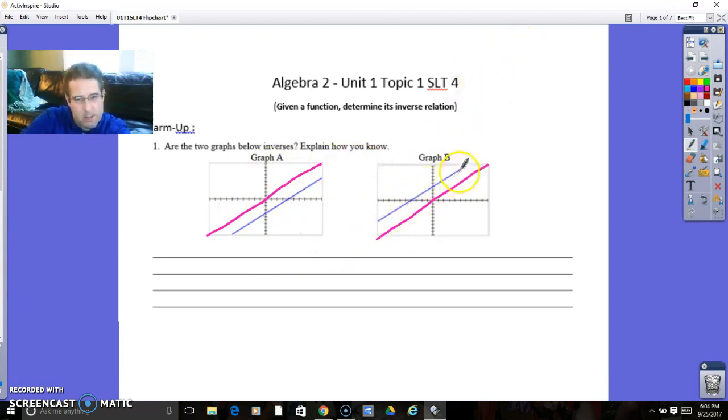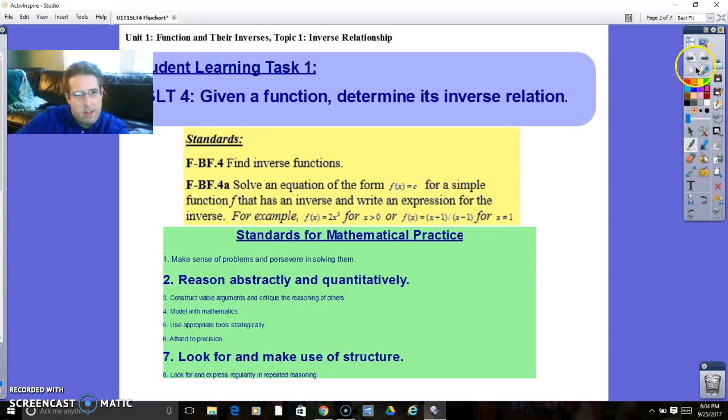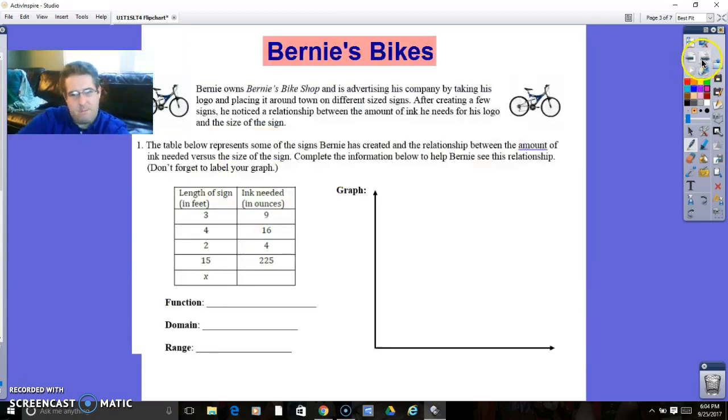No matter where you go along this line, it's going to be 3 away from the y equals x line, and this is also going to be 3 away from the y equals x line. Alright, so given a function, determine its inverse relation.